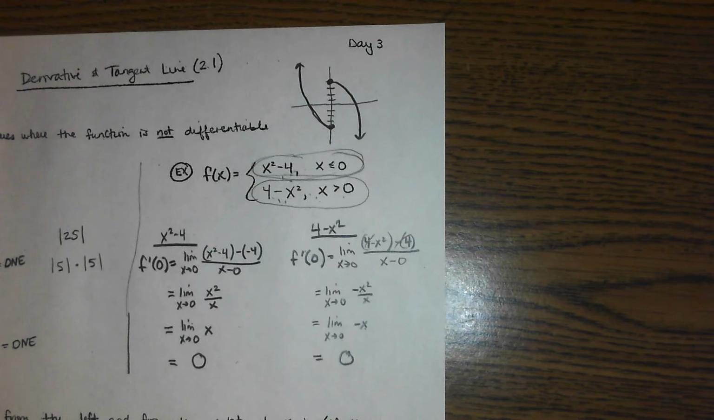Correct. So the graph itself lacks what? The graph itself is what at 0? Discontinuous. And if you're not continuous somewhere, you can't even talk about derivatives. So probably that should have been the first thing we checked, right?